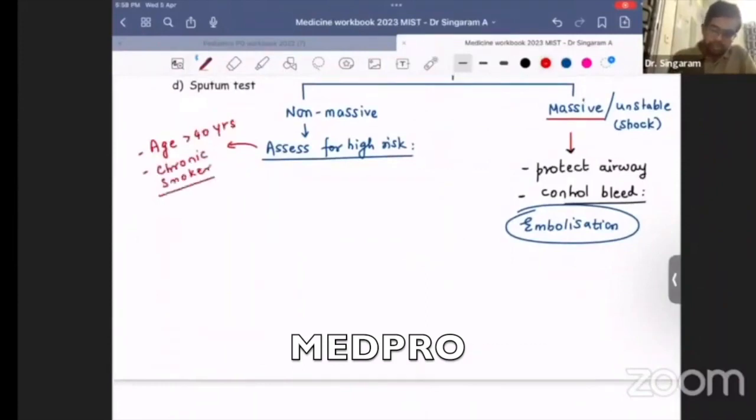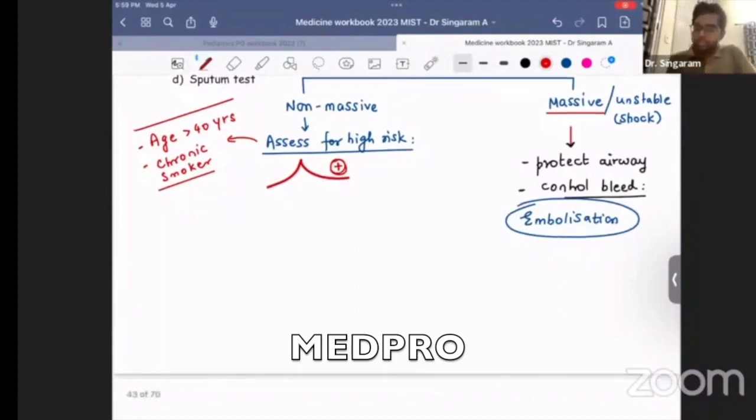If the situation is age more than 40 years and a chronic smoker, that means he is having risk factors. Which condition will you suspect? Age more than 40 years and a chronic smoker, you will think about a cancer in that particular condition.